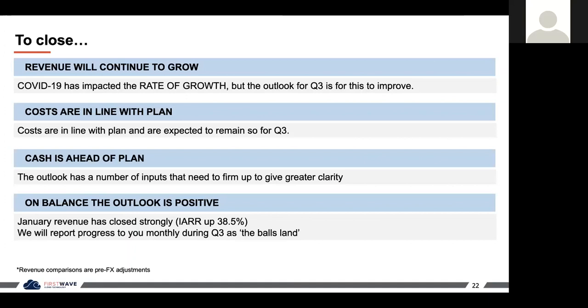So we will report progress to you monthly during Q3 as the balls continue to land. I thank you for your attention. We will now open the line for questions.